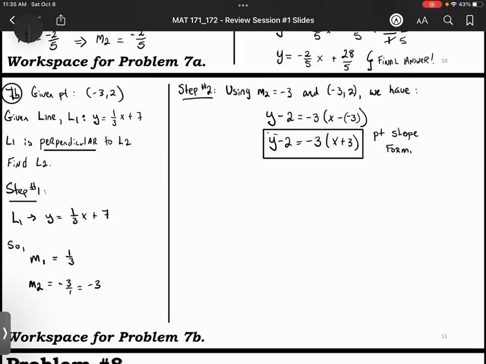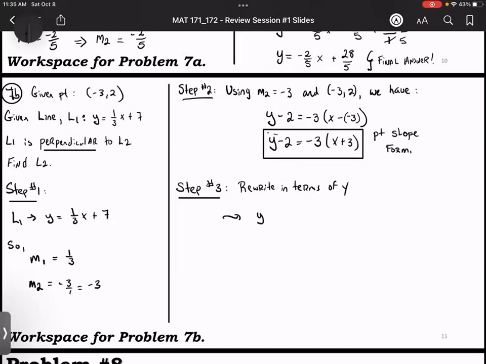All right, now we move on to step number 3. The final step is to pick up from where you left off and write it in terms of y equals mx plus b, right? So basically rewrite in terms of y. That's what we're doing algebraically.